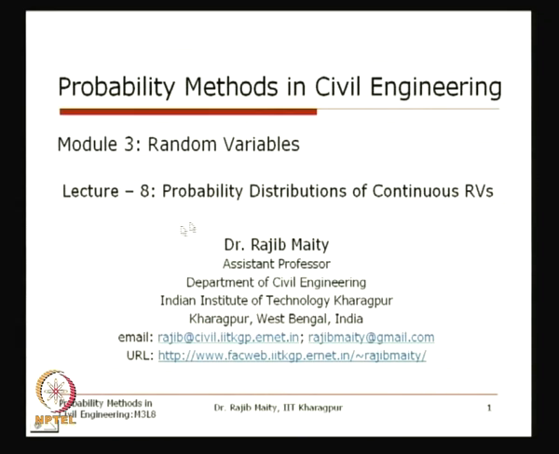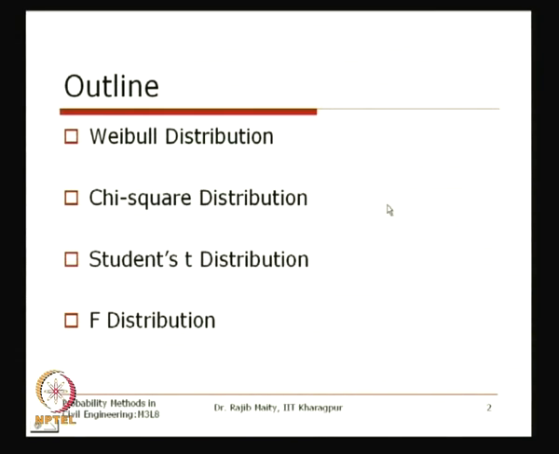In the last class, the Weibull distribution was pending, so we will start with that distribution in this class. After that we will discuss the chi-square distribution, the T distribution and the F distribution, which we mentioned in the last class and which are mainly used for different statistical tests. This lecture on probability distributions of continuous random variables continues, with the Weibull distribution first.